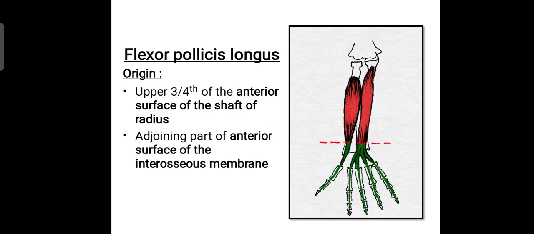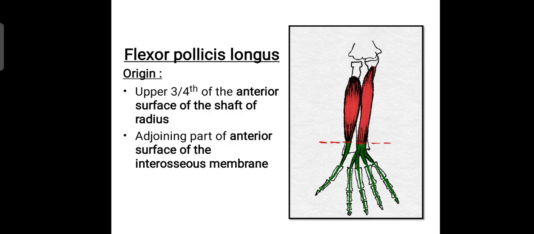Then we have the second muscle, that is the flexor pollicis longus. As the name suggests, pollicis refers to the thumb. So this is the pollicis. And flexor pollicis longus, so obviously it will be inserted to the thumb. So we'll start with the origin.